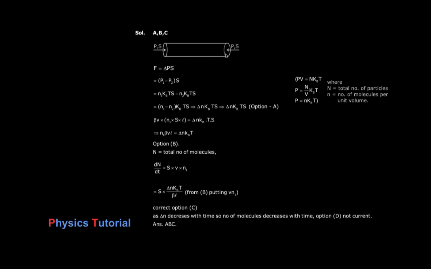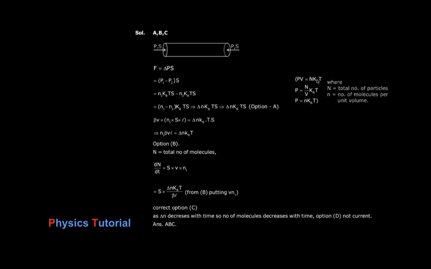Here the two surfaces are there, this one is P1S and P2S. Let S be the area of cross section. So F is equal to delta P into S, where delta P is P1 minus P2, times S.